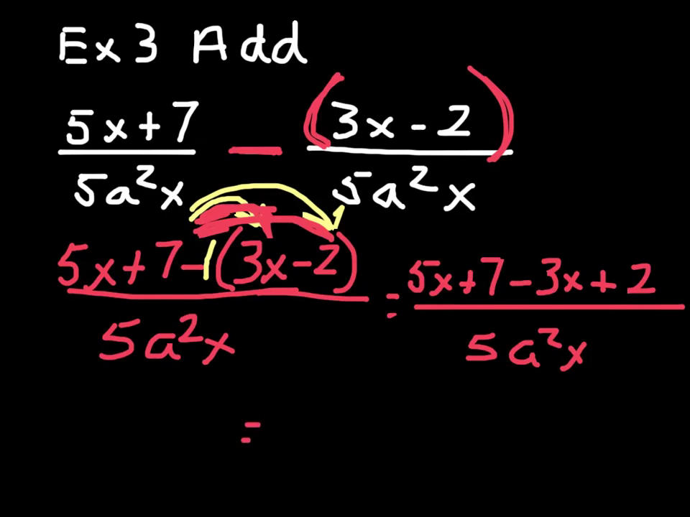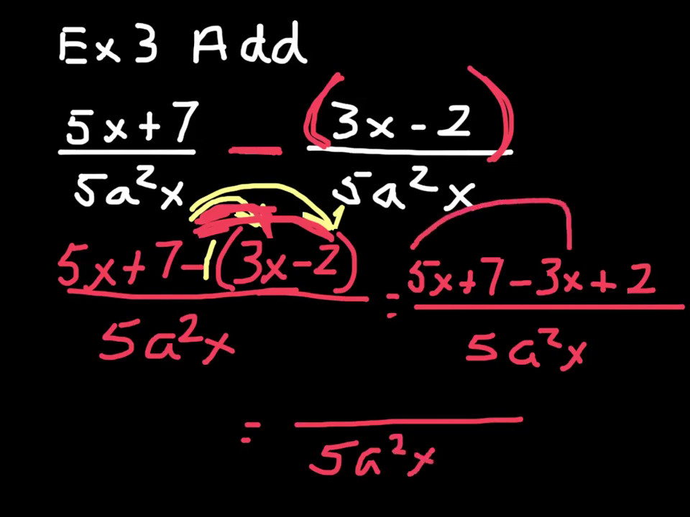Now I'm going to simplify the top. So it's over 5a squared x. Now simplify, let's see, 5x minus 3x is 2x. Positive 7 plus a positive 2, so what's 7 plus 2? Positive 9. And I'm done. I cannot simplify this any more than what I have. So the topic is adding rational expressions with equal denominators.